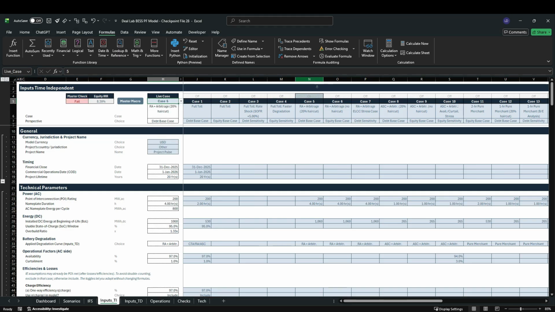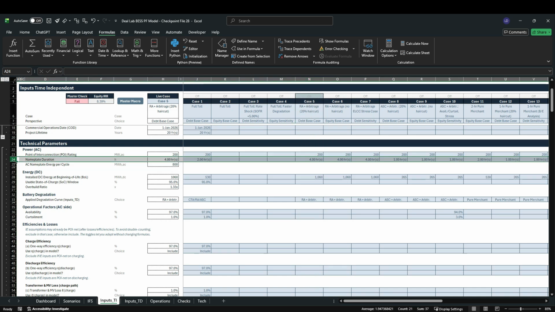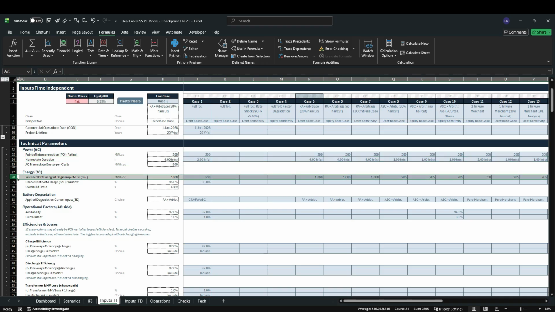And let's briefly scroll through the inputs and see what's different in comparison to our previous cases. You will notice that we now look at a 4-hour battery right here in row 24. Which means that our installed DC energy at the beginning of life must be double the amount than it was for our 2-hour battery because we sustain the same megawatt AC output at the point of interconnection.